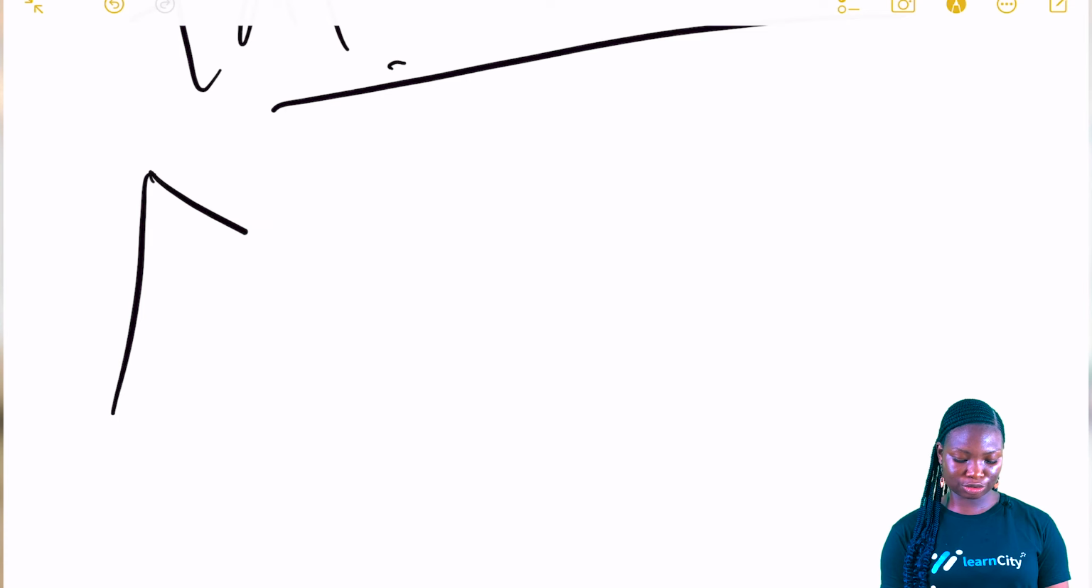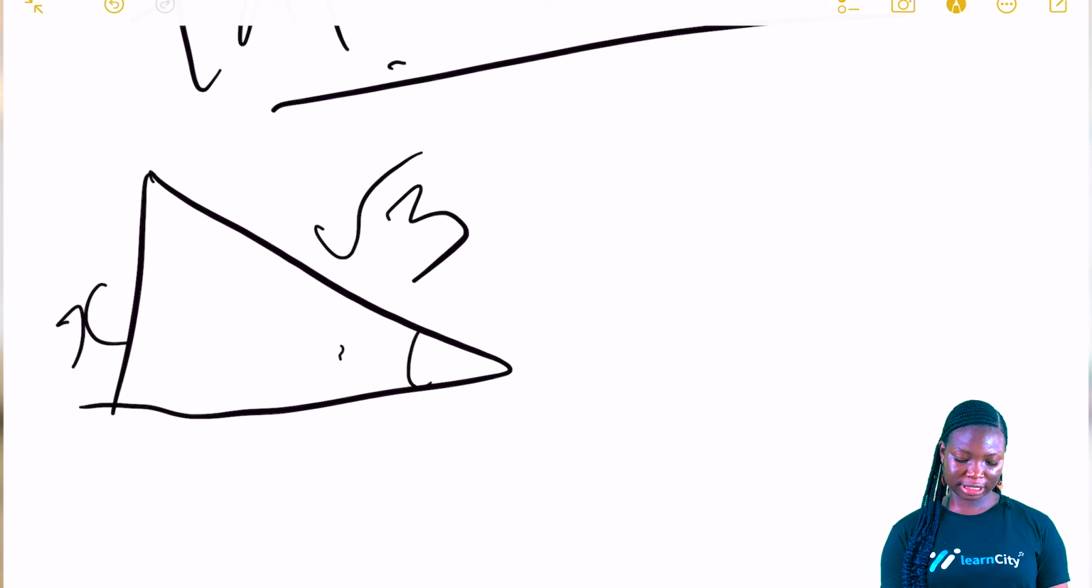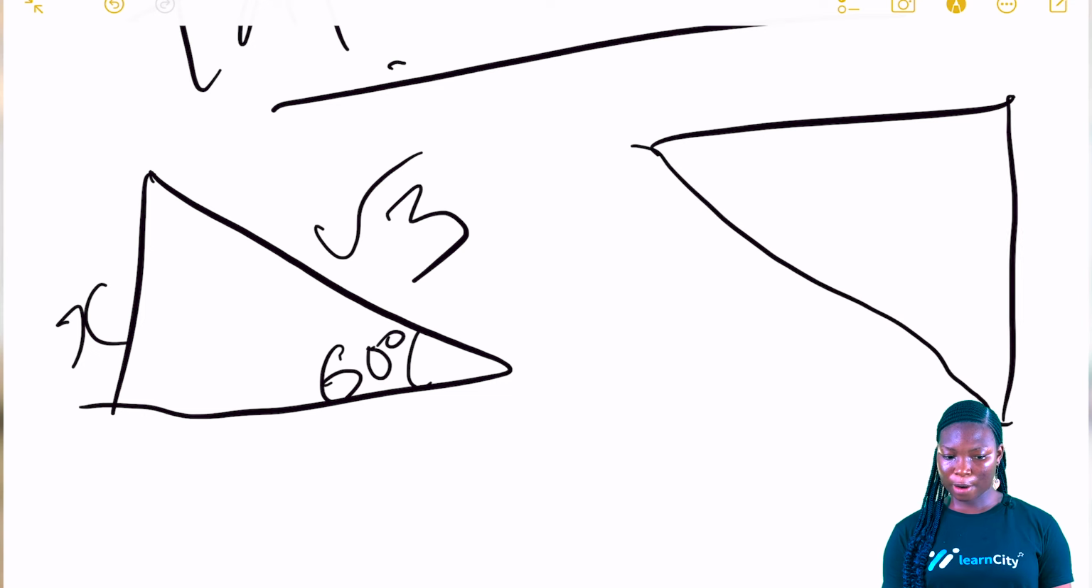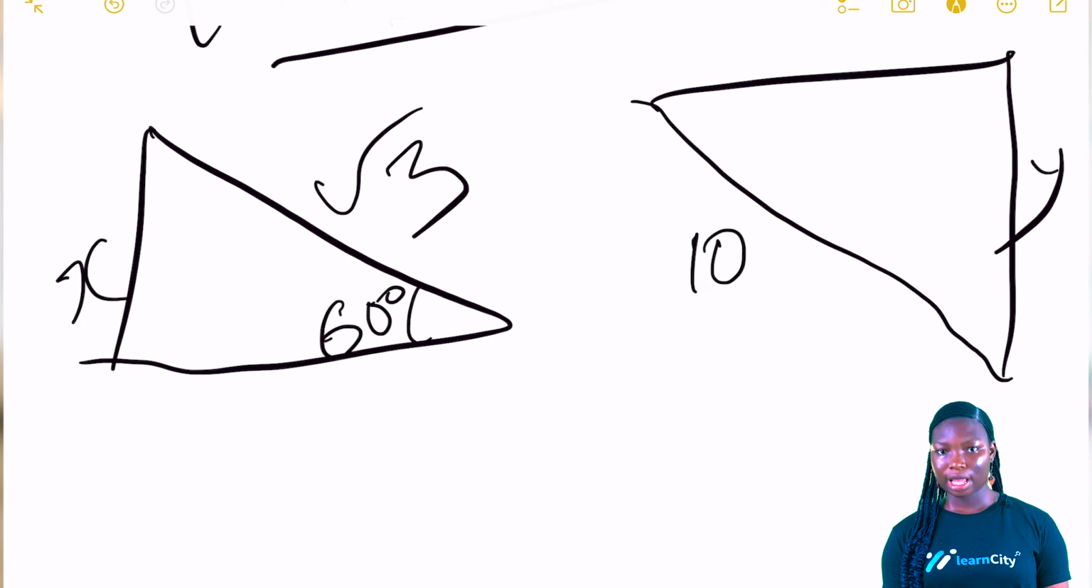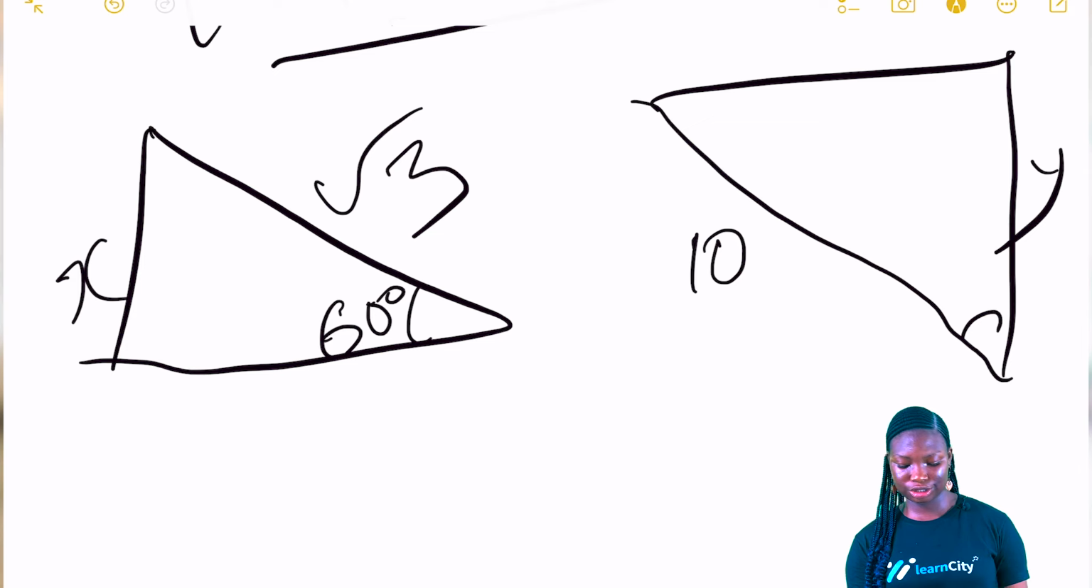Also, we will look for the sides of a triangle, how to find the side of a triangle. And we have two questions where we have this right angle triangle, we have this place to be x, we have here to be √3, and we have this place to be 60 degrees. We also have another question where we have this place to be y, we have this place to be 10, and we have this part to be 29 degrees.